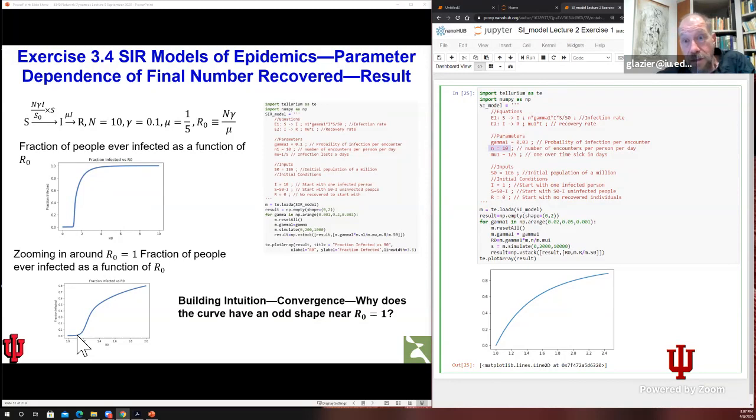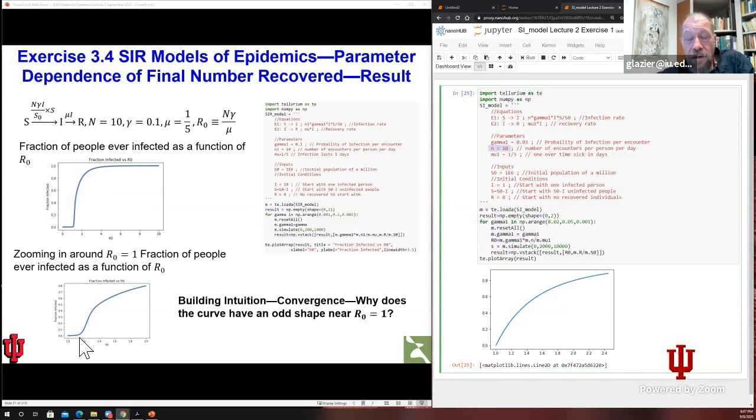People sometimes talk like that. If we get R naught down to be near 1, we're all right. Well, the problem is that when R naught is 1.1, what it means is that the epidemic spreads slowly through the population, but it still spreads.